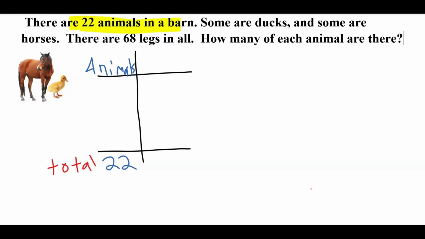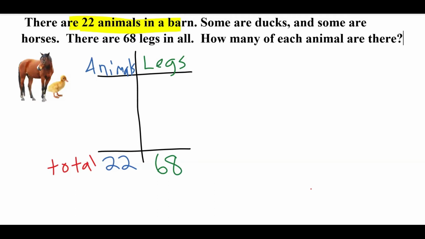If I keep reading, it says some are ducks and some are horses. I don't know how many, but it says there are 68 legs in all. That's another total. There's a total of 68, and that's dealing with legs. Okay, that's going to help me organize these two equations, starting with those totals.